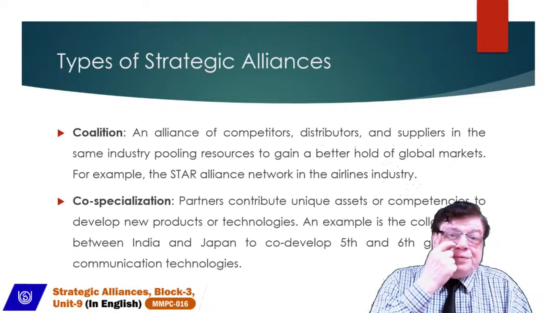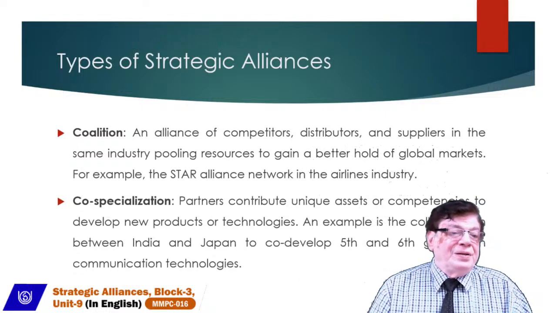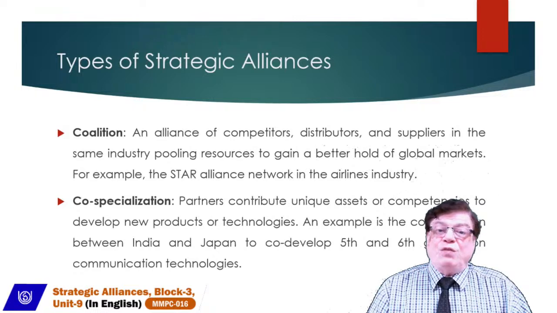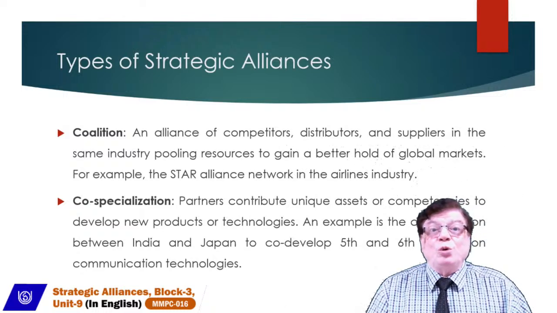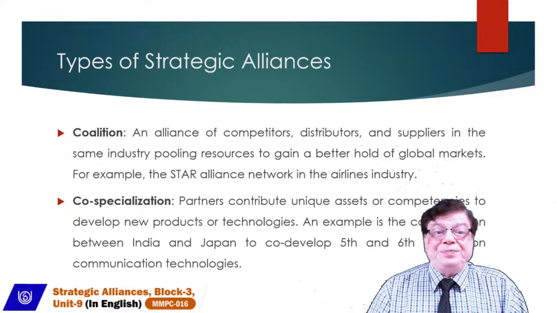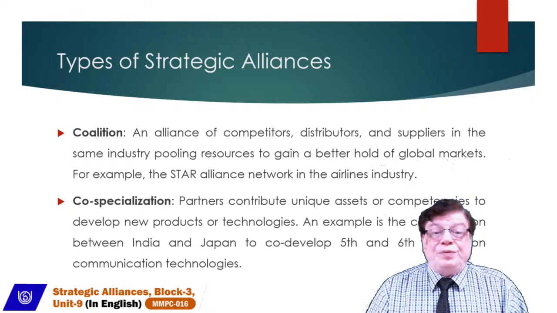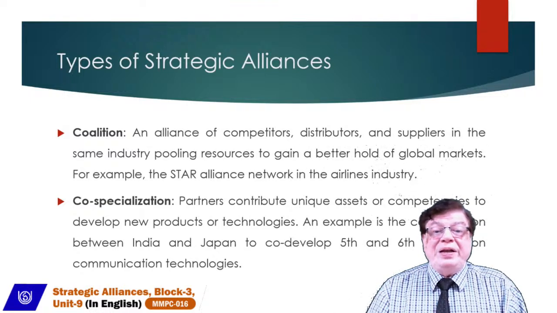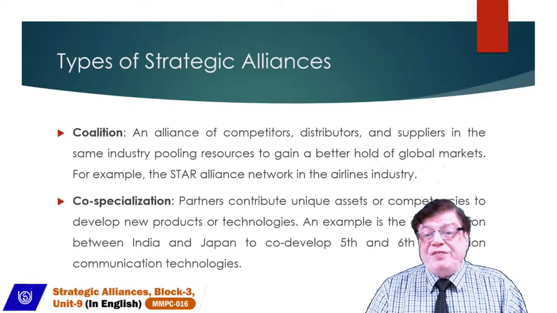So the types of strategic alliances are coalition, first type, and second type is co-specialization. In coalition, we see an alliance of competitors, distributors, and suppliers in the same industry, pooling resources to gain a better hold of global markets. For example, the Star Alliance network in the airlines industry. Co-specialization: partners contribute unique assets or competencies to develop new products or technologies. An example is the collaboration between India and Japan to co-develop fifth and sixth generation communication technologies.